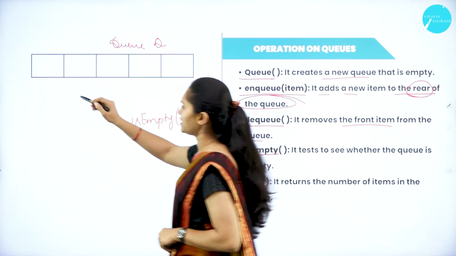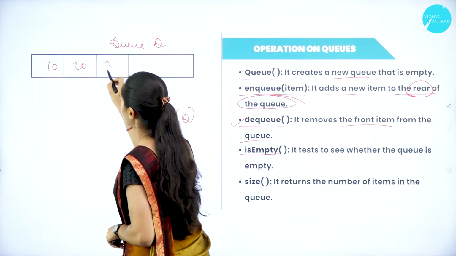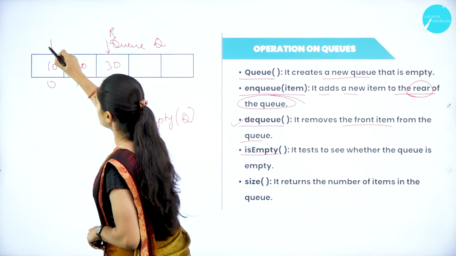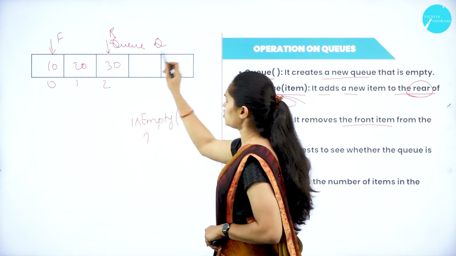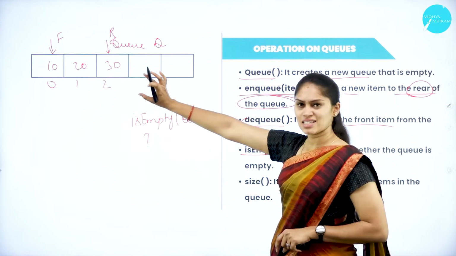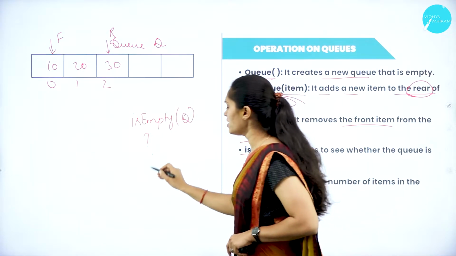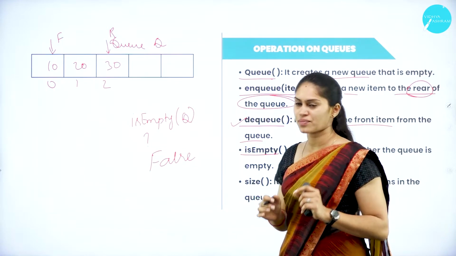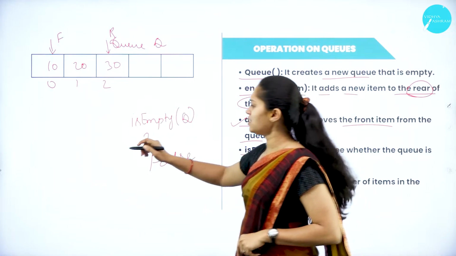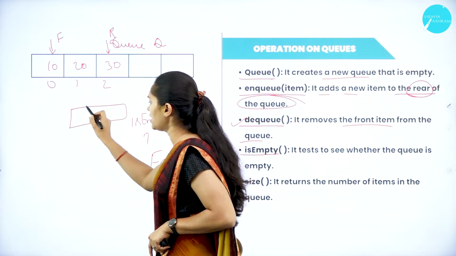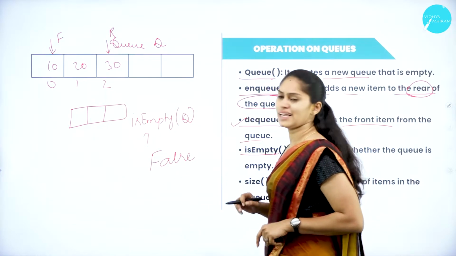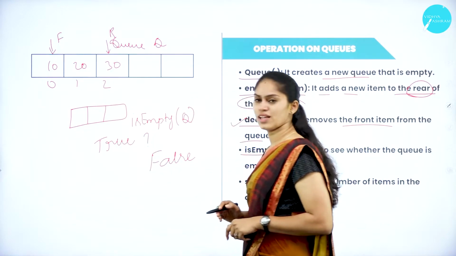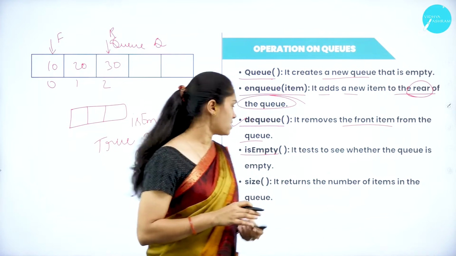For example, here I have 10, 20 and 30, at positions 0, 1, 2. This indicates the rear end and this indicates the front end. I'm going to check whether it is empty. Is this queue empty now? No. If it is no, then it will return the value false. If I remove all the elements and my queue is empty, then if I use this operation called is empty, it will return the value true. So this is the usage of is empty.